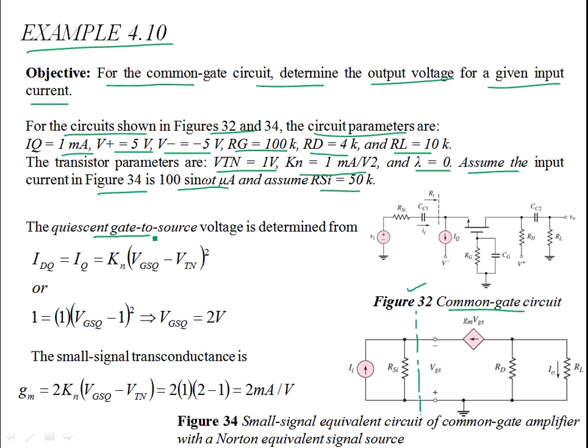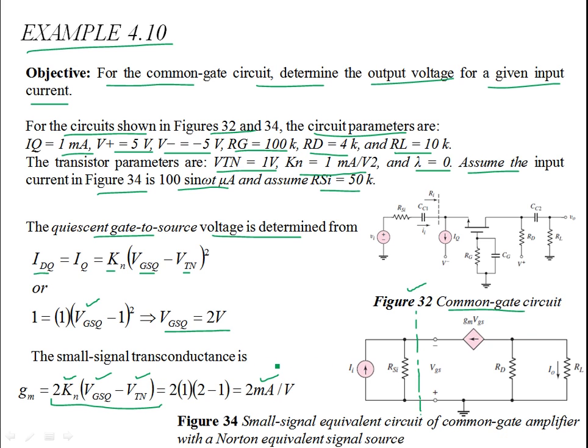Now the quiescent gate to source voltage can be determined from the saturation relationship of the current and VGSQ. Okay, so we have VTN, we have the conduction parameter, we have IDQ. So the only unknown is VGSQ, which can be found from this relation as 2 volts. Now from this information we can find the transconductance gain as 2Kn (VGSQ minus VTN). Now we have Kn as 1 milliamps per volt squared, VGSQ is known as 2 volts, VTN is 1 volt, so you find gm as 2 milliamps per volt.